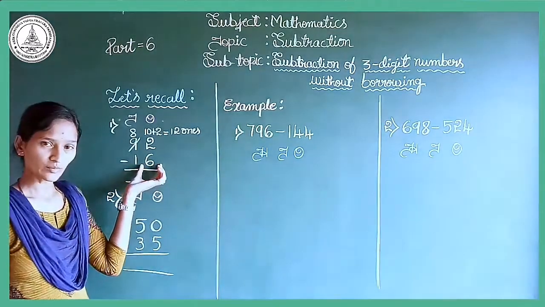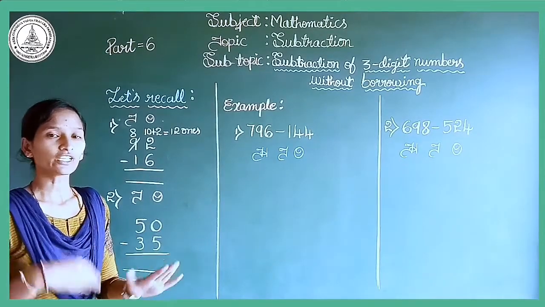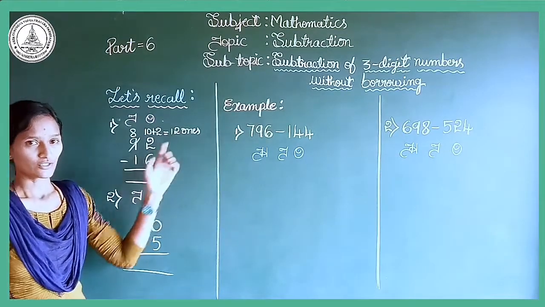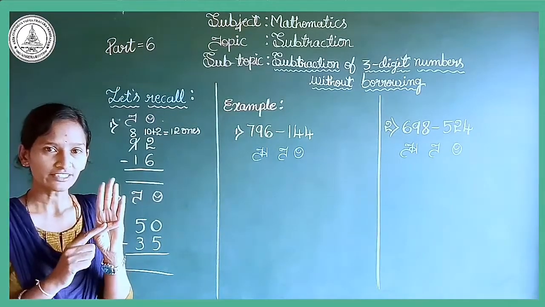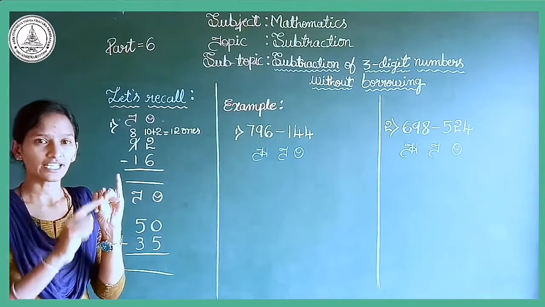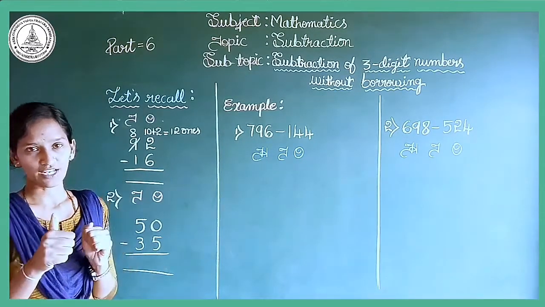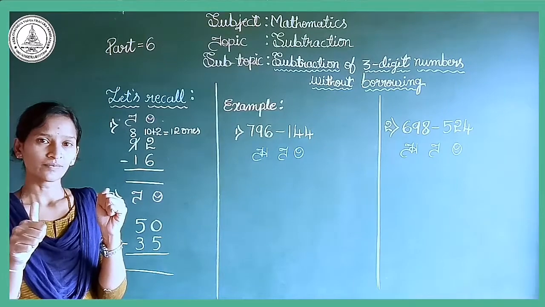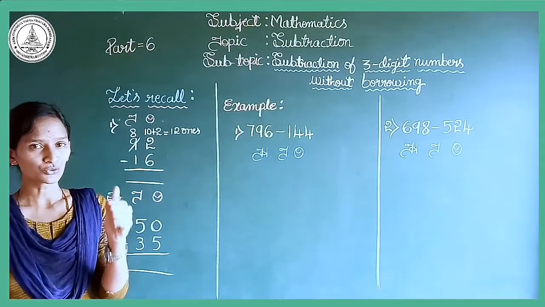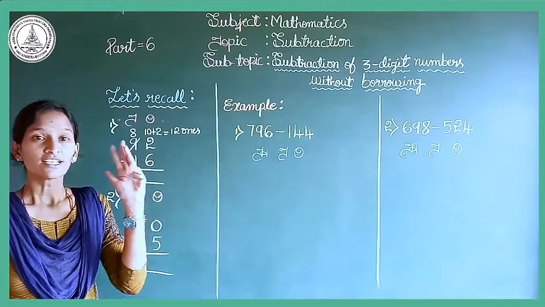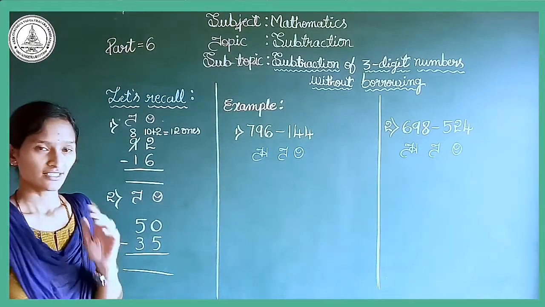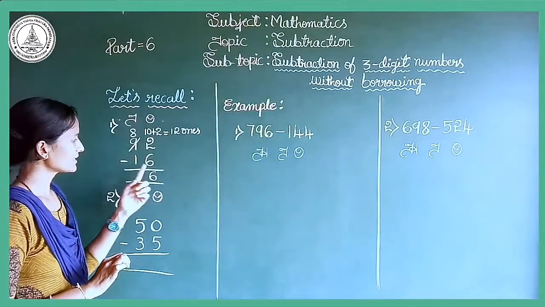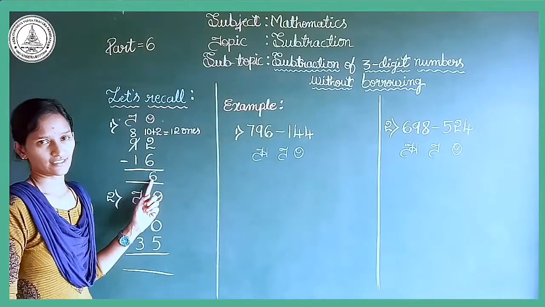First take the smaller number, that is 6. After 6, you have to count up to the bigger number, that is 12. So after 6: 7, 8, 9, 10, 11, 12. Right? So how many fingers did I count here? Let's count: 1, 2, 3, 4, 5, 6. How many fingers? 6. So write down 6 here. So 12 minus 6 is equal to 6.